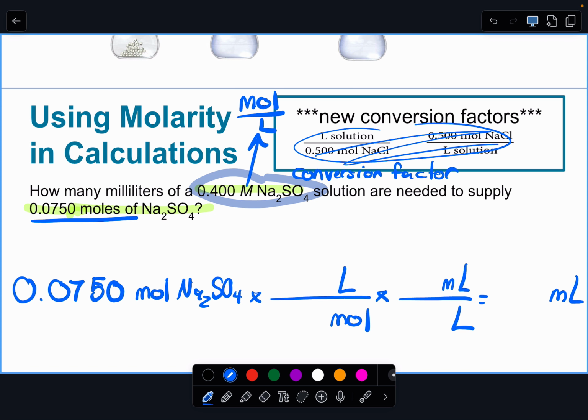It's very, very similar to when we use molar mass and we use grams per mole. The difference is the molar mass is on the periodic table. The molarity has to come from the problem. So it has to be given to you. You can't just look it up somewhere.